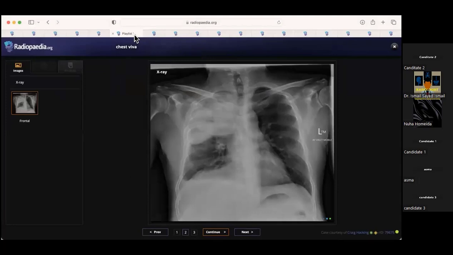So I'll give you the history. This is an elderly patient, 60 years old, who presented with cough. I'm presented with a frontal chest radiograph, AP view, for an adult patient who presented with cough. The most striking abnormality is an opacity projected over the right upper and middle lung zones, with a reduced volume of the right lower lung zone and blunting of the costophrenic angle, suggestive of a right-sided pleural effusion.